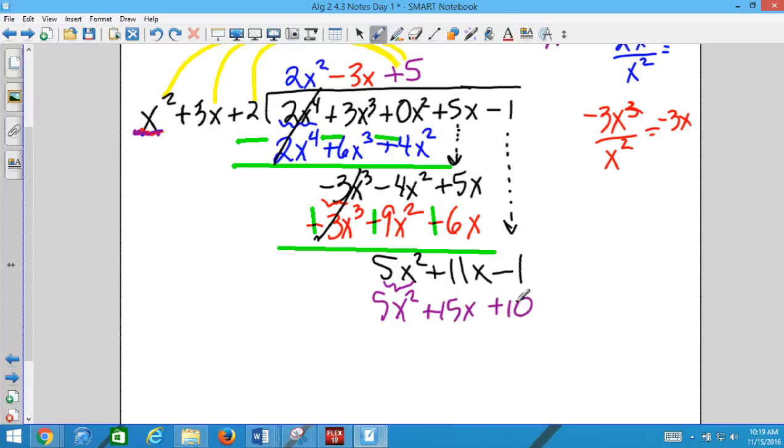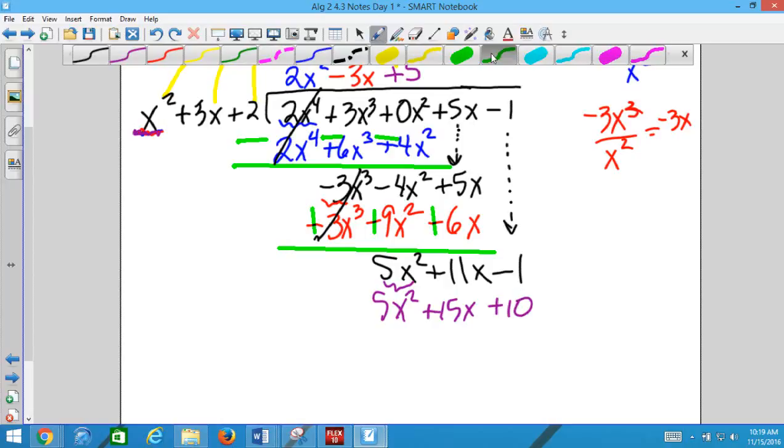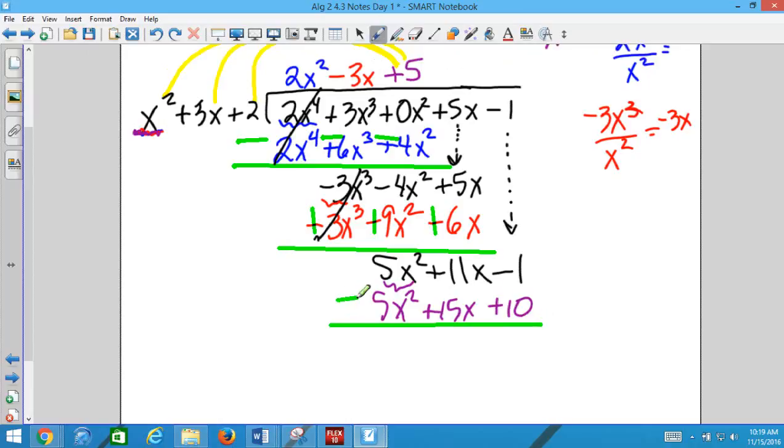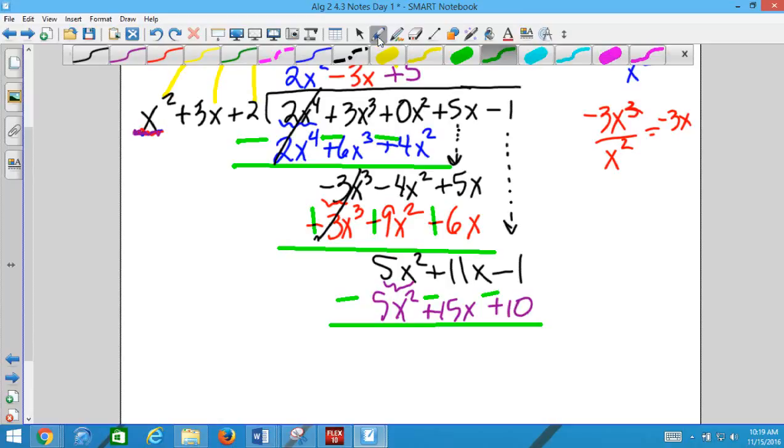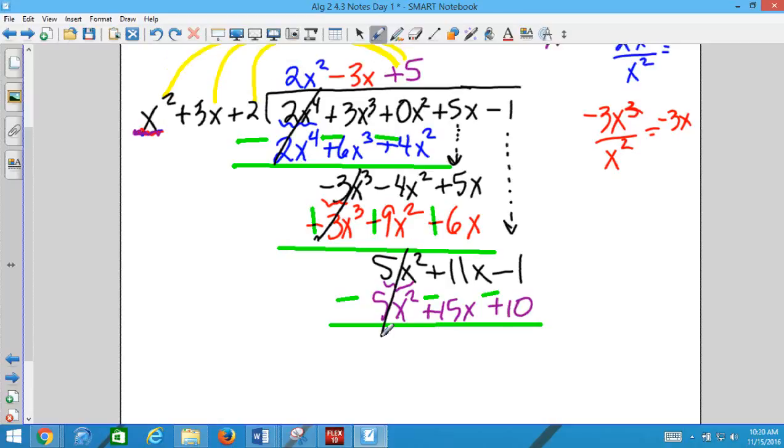We distributed. Now what should we do? Let's draw the line, change all the signs, and add them all up. So we got 11 minus 15, negative 4x. And negative 1 minus 10, negative 11. There's nothing else to bring down, so this is our remainder.